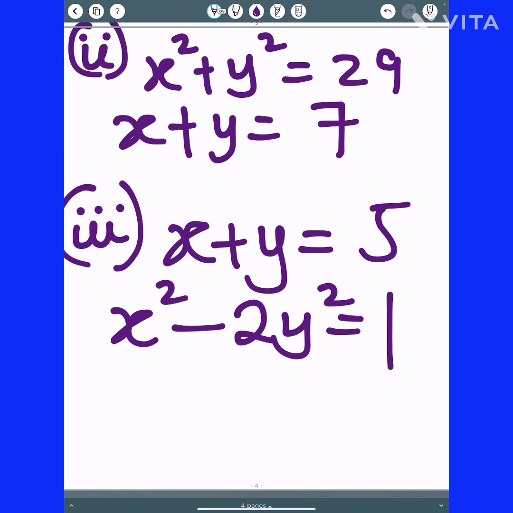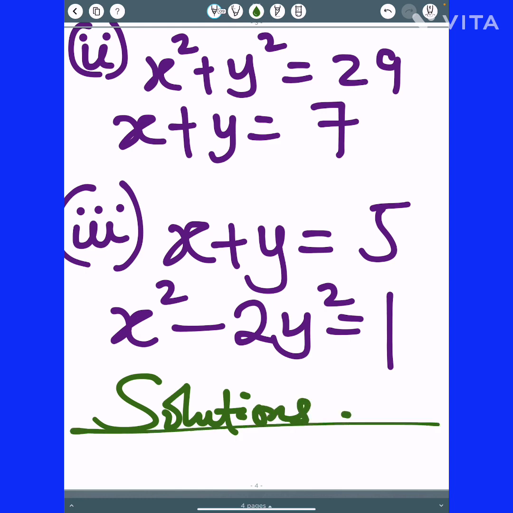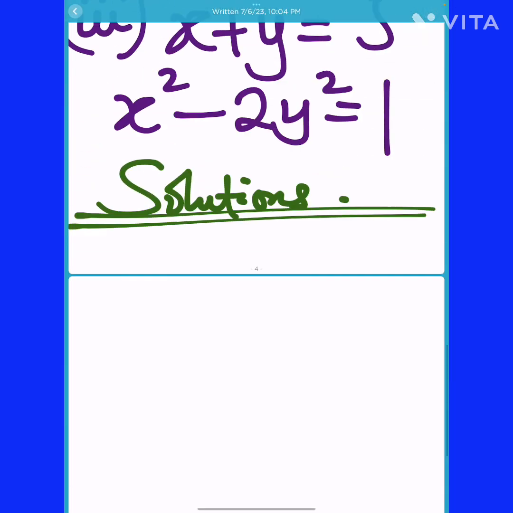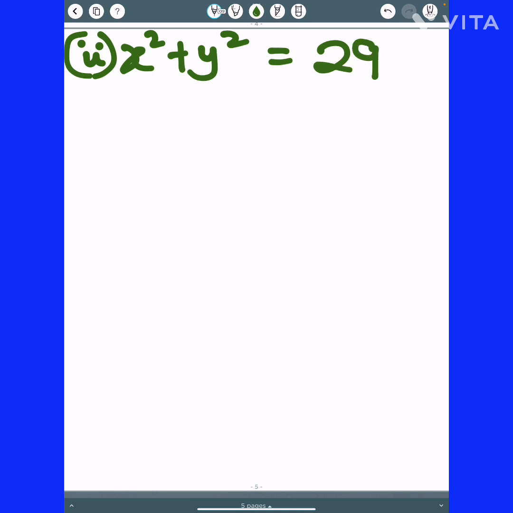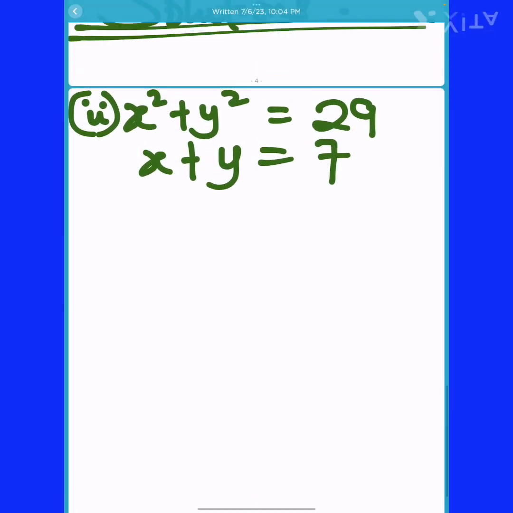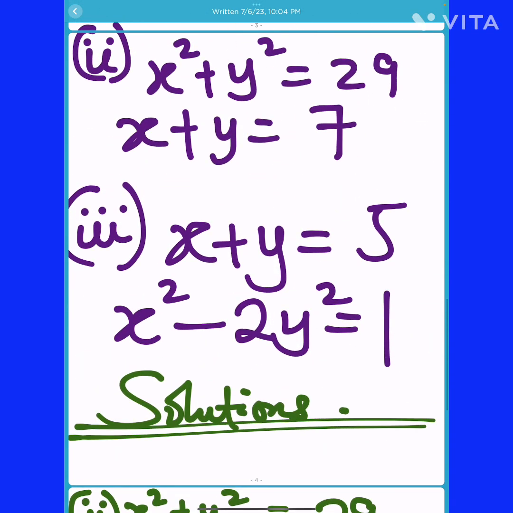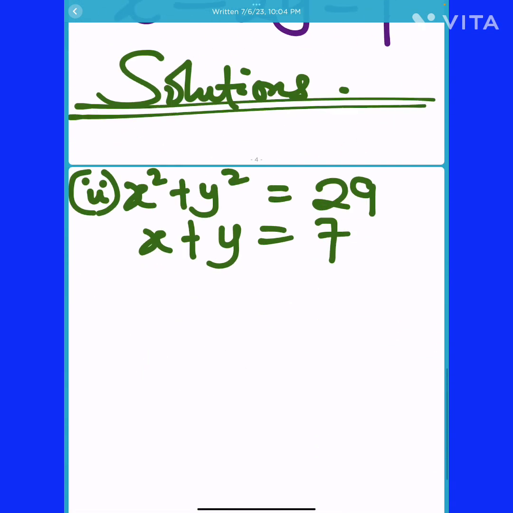So let's take it one after the other. Solutions. The first question says x squared plus y squared is 29, and x plus y is what? 7. I want to be sure that's correct.